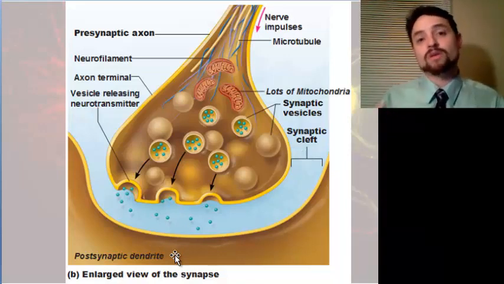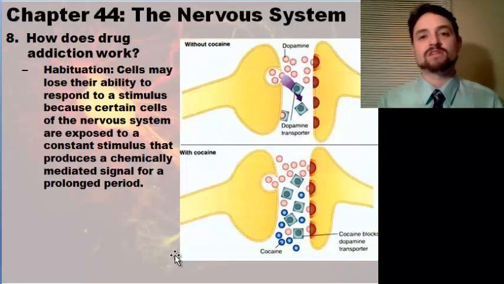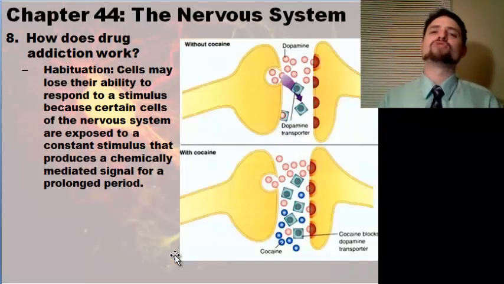And the degree to which it received will be the degree that it will send, and an action potential will have to be reached, some kind of threshold, to say, yes, this is important enough to actually send the whole way. So how does drug addiction work?